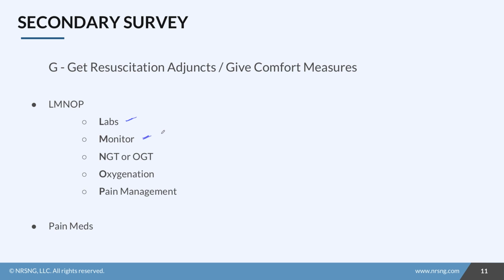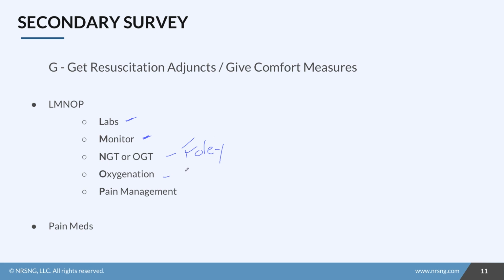Monitor. Well, get them on the monitor and keep watching for any arrhythmias. Okay. And for NGT, nasogastric tube or oral gastric tube, and we're also going to put a Foley in at this point. The NGT and OGT tube are going to help prevent aspiration. The Foley is going to keep an eye on urine output.